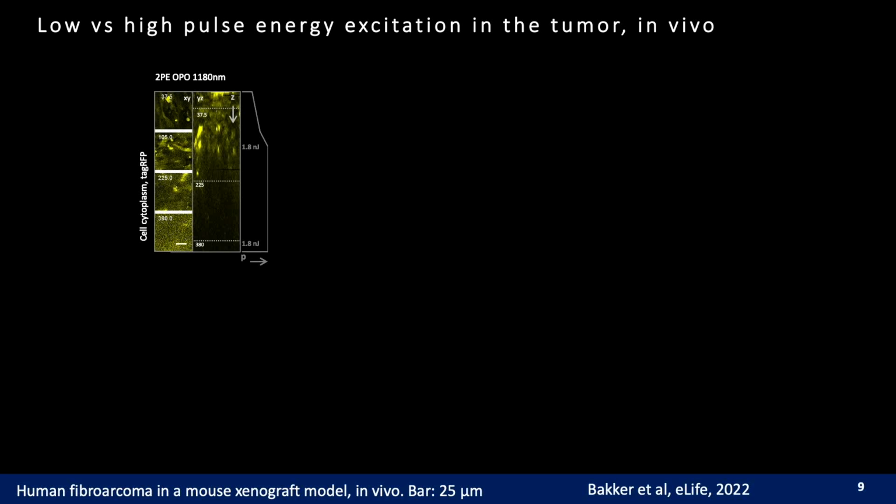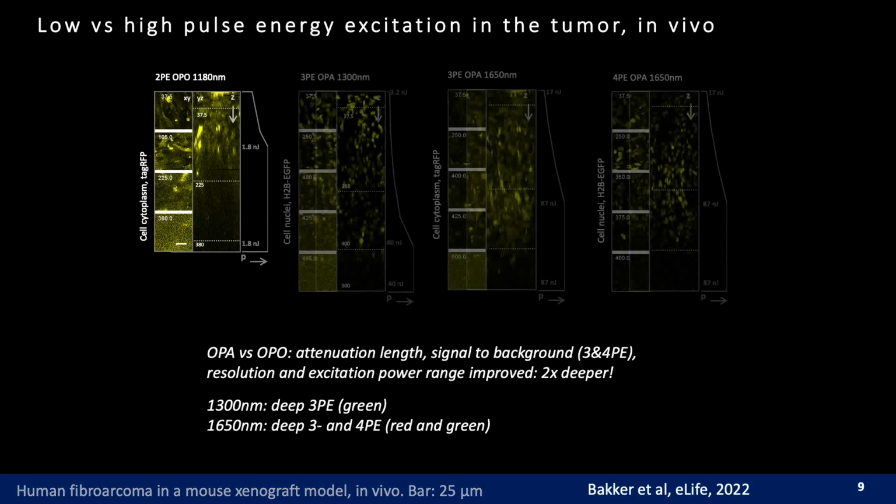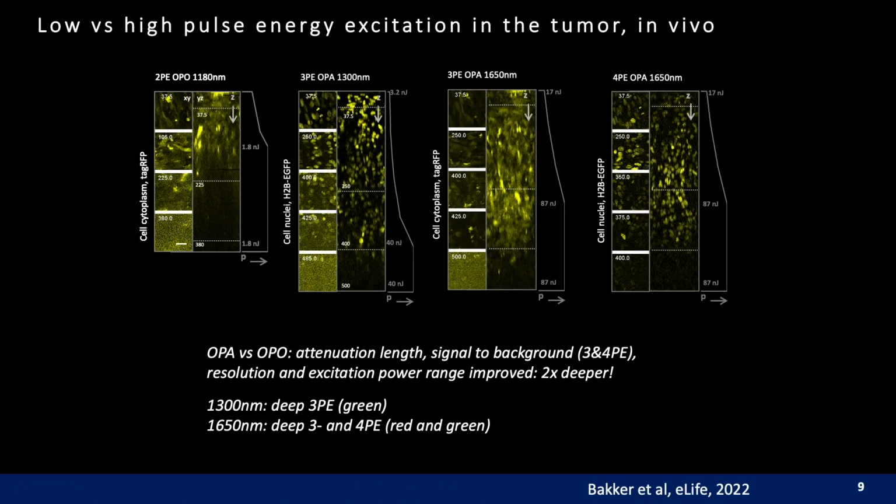Deep tissue microscopy resolution depends on scattering and beam aberration, and this varies with the wavelength. So to compare low versus high pulse energy excitation, the same tumor area was imaged at different wavelengths: 1180 nanometers, 1300 nanometers, and 1650 nanometers. 3 and 4 photon excitation resolved subcellular features in EGFP and TagRFP labeled cells, even after 400 micrometers of depth, while the 2 photon excitation reached only 225 micrometers.